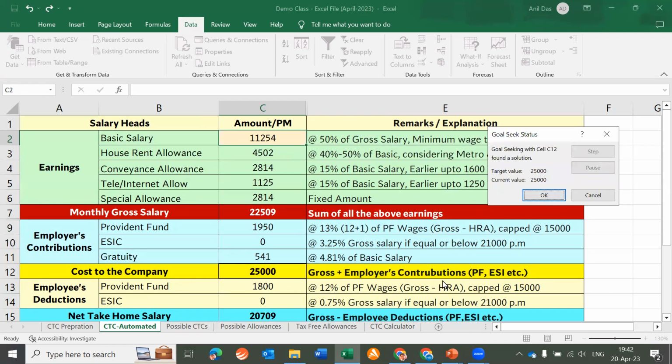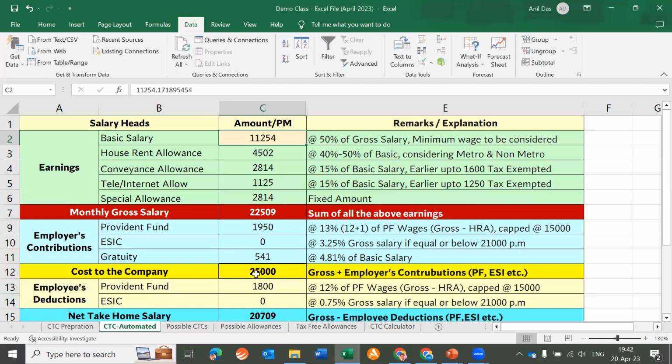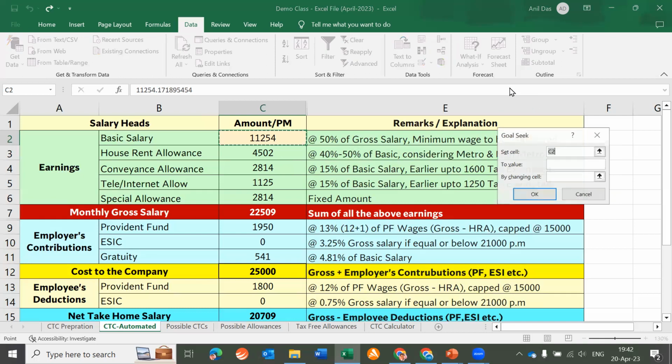It is done. We have not done any manual activity, and the entire breakup of 25,000 is in front of us. Let me give you another example. Let me show you again by giving another figure. Under data, what-if analysis is there. What-if analysis has three options. Select goal seek.